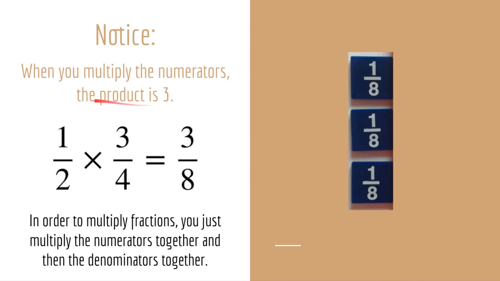When you multiply the numerators together, 1 times 3, your answer is 3. Multiplied our denominators together already, 2 times 4 equals 8. So in order to multiply fractions, you just need to multiply the numerators together and then multiply the denominators together.